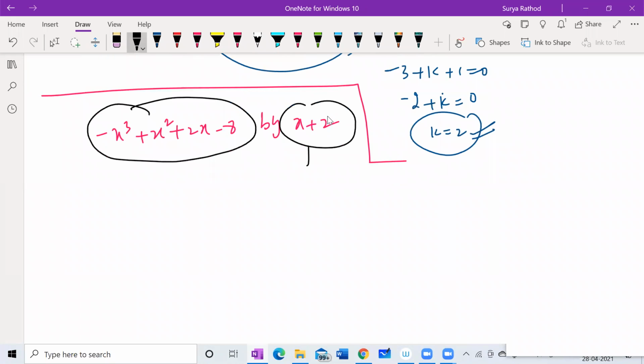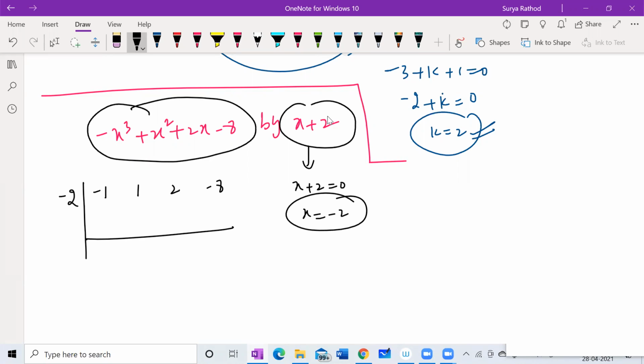First I equate this with 0. What am I going to get? x is equal to minus 2. So I'll be writing minus 2 here. First I'll write the coefficients of all the variables: minus 1, plus 1, plus 2, minus 8. Getting my point? What is your name? Bhargav.